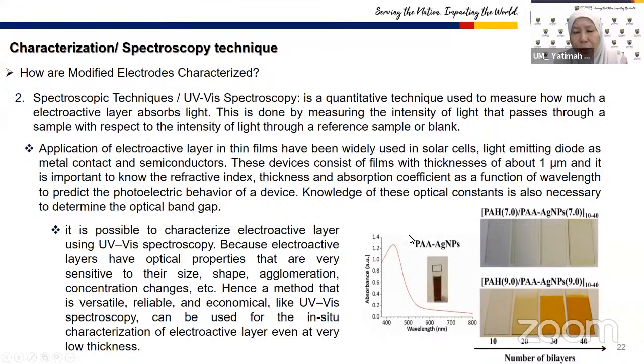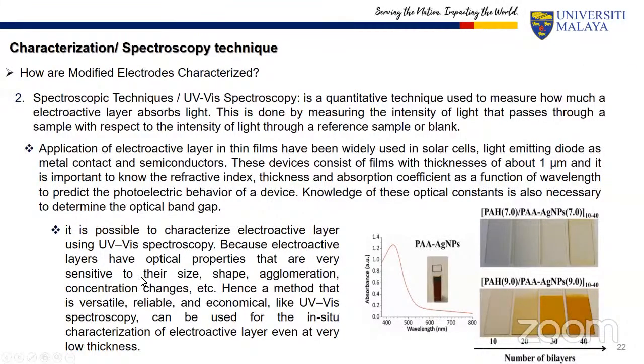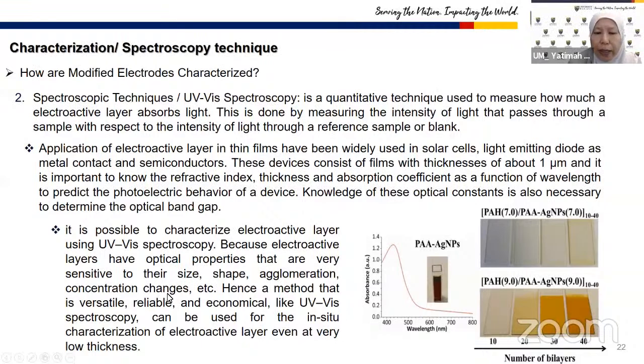I think this is quite common. I hope that most of the students know how to run experiments using the UV spectroscopy method. But what is important here is that it is possible to characterize electroactive layers using this method, because electroactive layers have optical properties that are very sensitive to their size, shape, agglomeration, and concentration changes. Hence, a method that is versatile, reliable, and economical like UV-Vis can be used for the in situ characterization of electroactive layers, even at very low thickness.